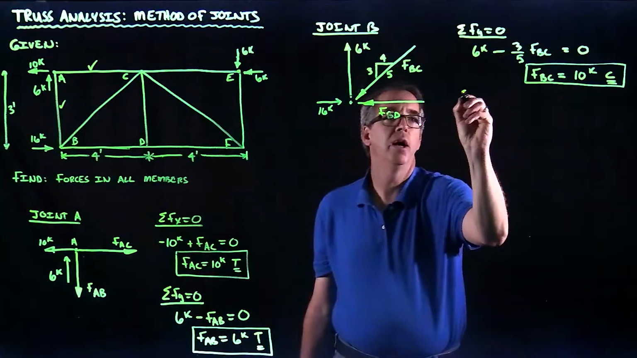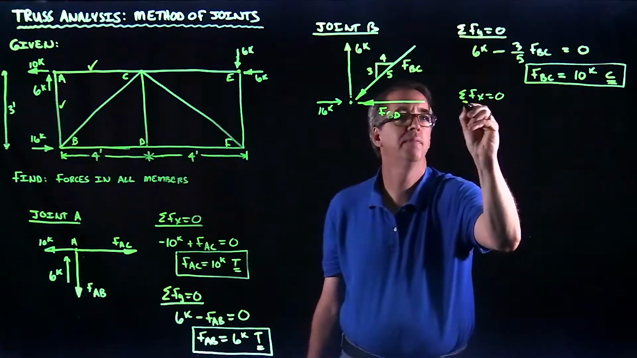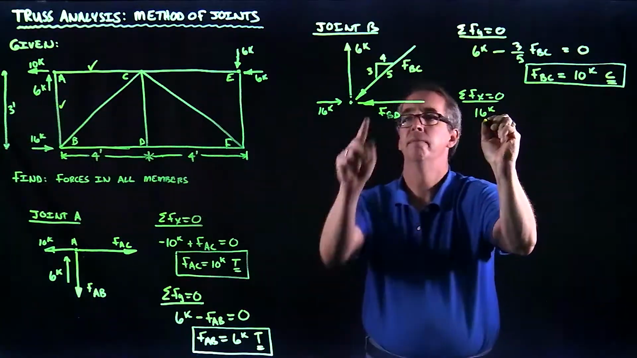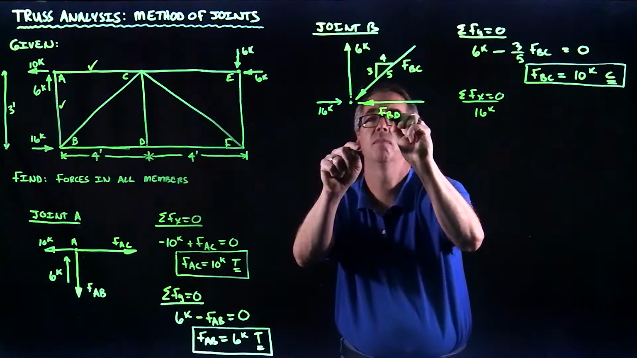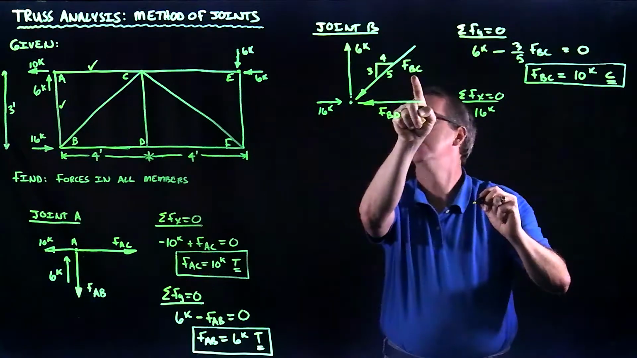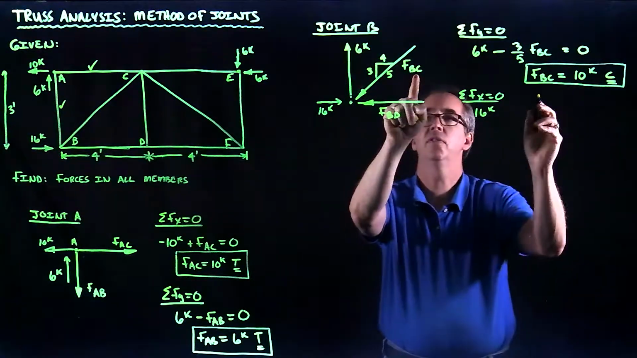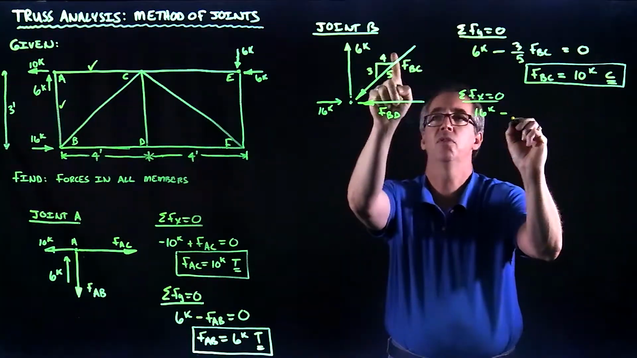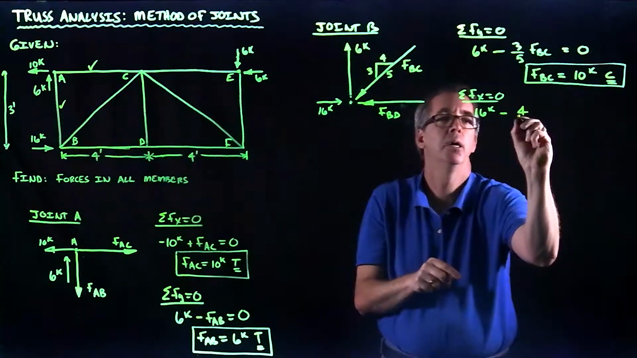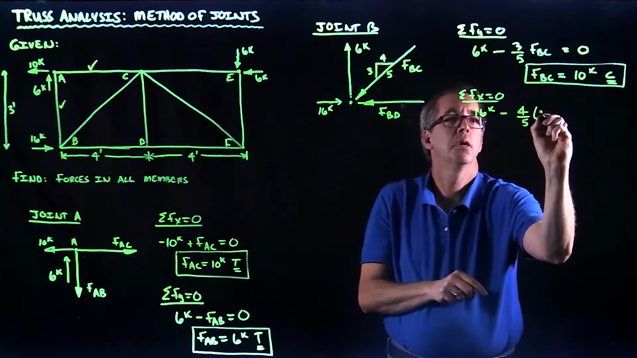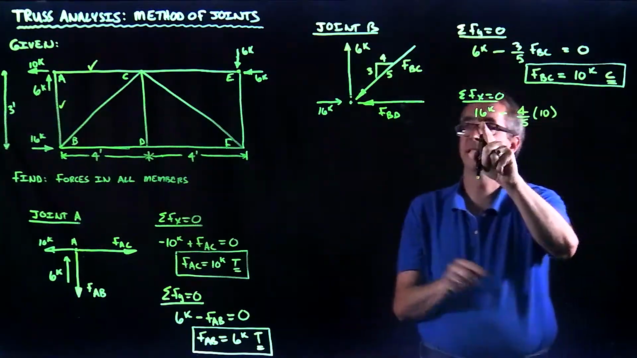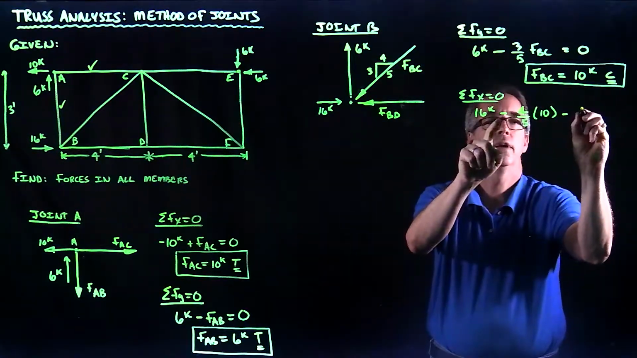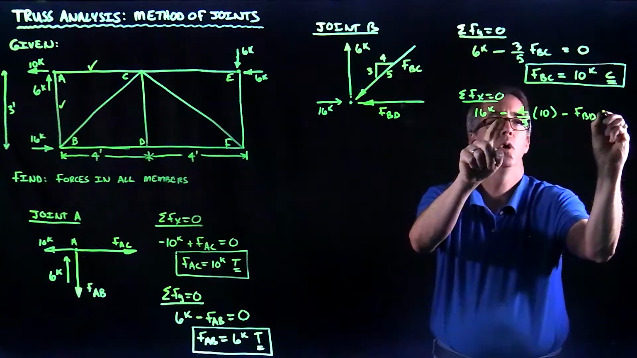Now I'm going to solve forces in the x direction. In the x direction, I have 16 going to the right. I've got my FBC, which I just solved for, and I have 4/5 of that going to the left. FBC is 10 kips, but the horizontal portion of that is 4/5 of that. So I've got 16 minus 4/5 of 10, minus FBD, because that's also going to the left. All that has to equal 0.